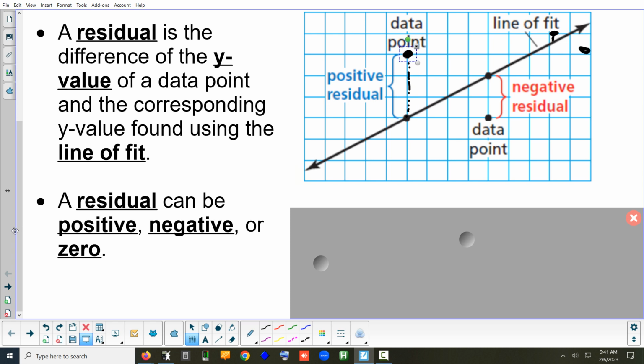If the data point's above the line, that's a positive residual. If it's below the line, that's a negative. How do you think you'd get a zero residual? Where do you think the data point would have to be?